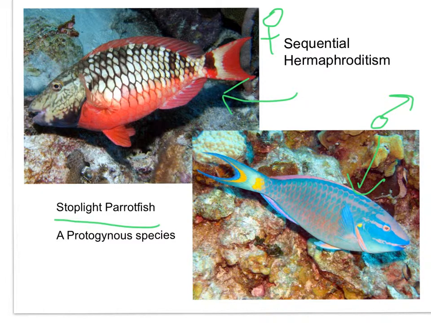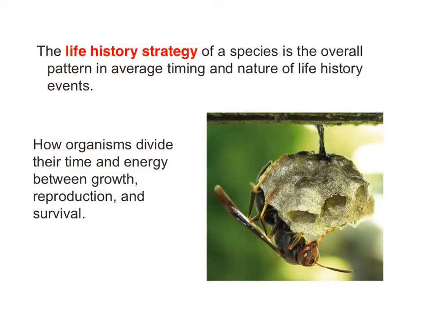Species that do this are called protogynous, which literally means female first. And there also are some protoandrous fish, which means male first. So coral reef parrotfish may be unusual, but in general, we can certainly examine the life history strategy of a particular species. And by that, what we mean is that we really want to look at the patterns that they use in timing. It's a lot about timing.